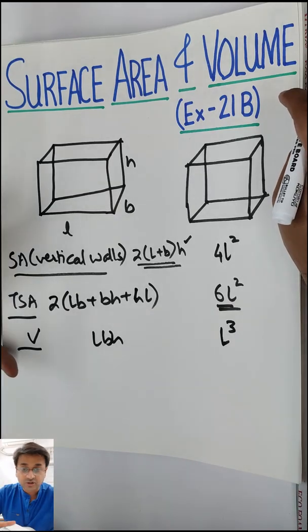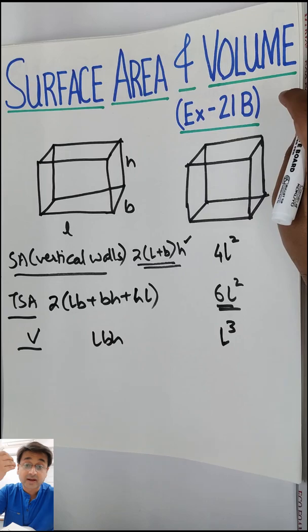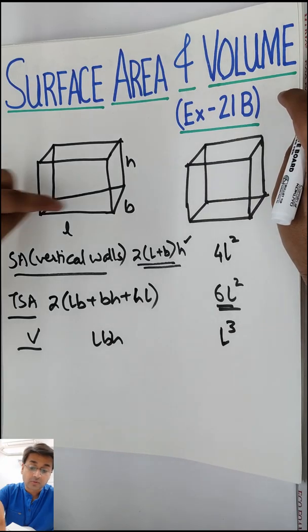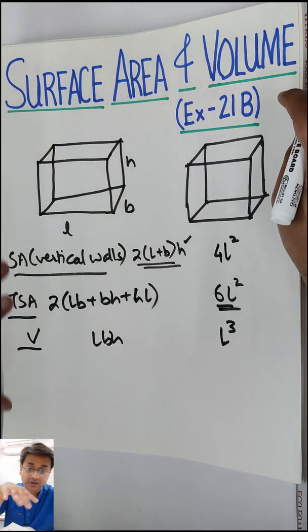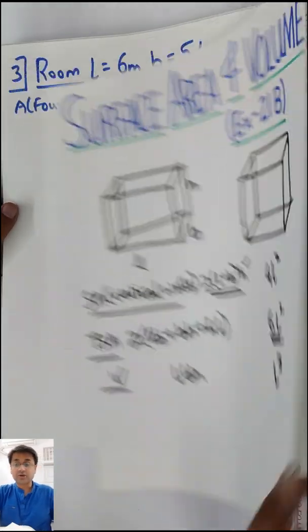So please take a picture of this, a screenshot, put it on the softboard so you can constantly look at it and you can learn it. So remember, vertical walls are 4 walls around, okay, and that is going to be perimeter into height, 2L plus B into height. Don't mess this up.